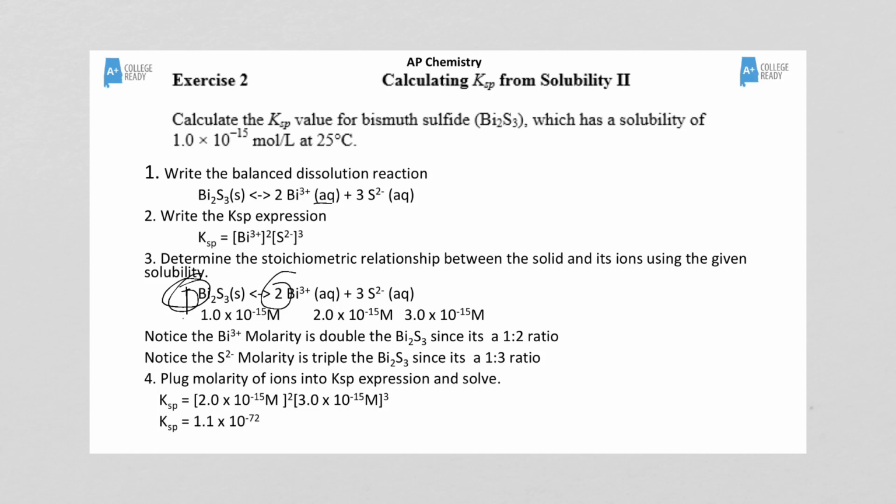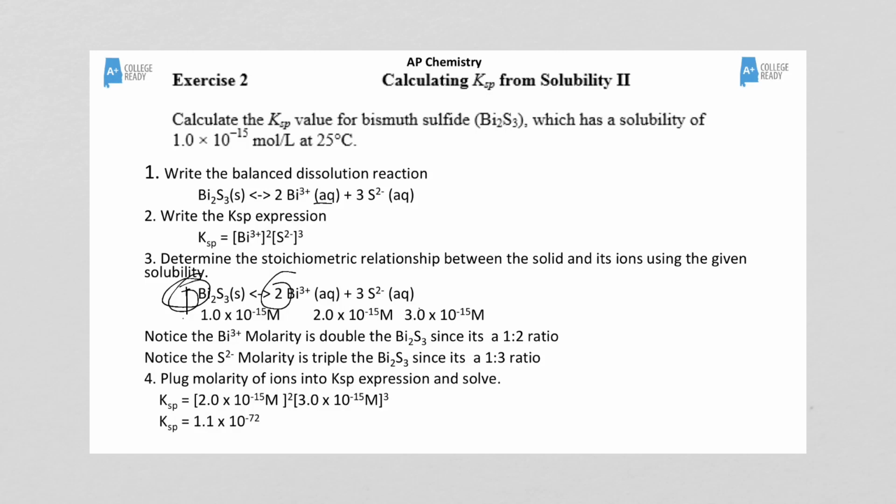So I took that answer, 1 times 10 to the negative 15th times 2, so it's 2 times 10 to the negative 15th. Notice the bismuth 2 sulfide, or just bismuth sulfide, compared to the sulfide ion. The sulfide's 3 times, so I just multiplied times 3. So again, I'm doing the mole ratio, and I've written all that out.